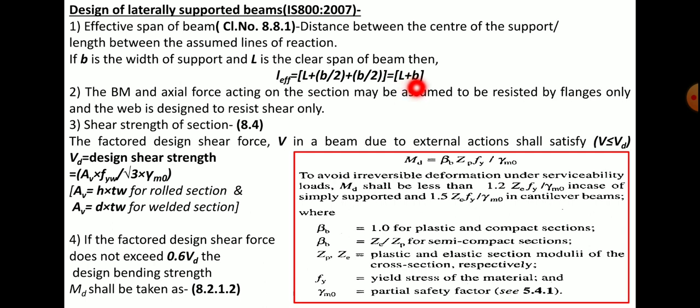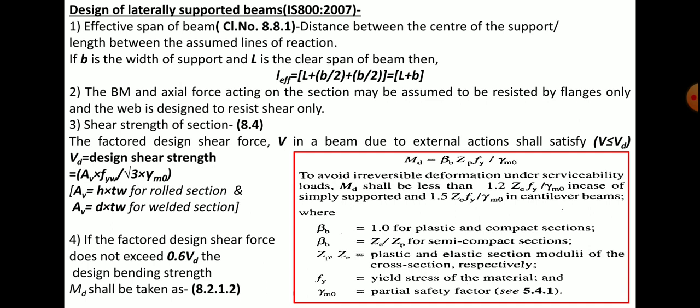Now, whether the load acts as a point load, uniformly distributed load or uniformly varying load, because of this loading your section is subjected to bending moment and shear force. The bending moment and axial force acting on the section may be assumed to be resisted by the flanges. So the flanges are designed to carry the bending moment and the web is designed to carry shear force only. Likewise, two actions we have to understand: flanges for bending moment and the web portion for shear resistance. This is as per the clause.